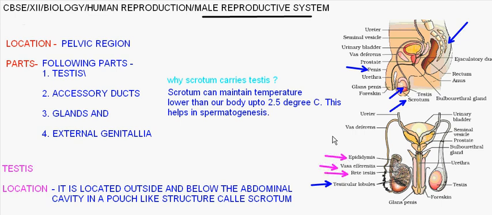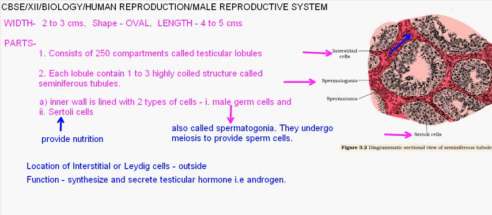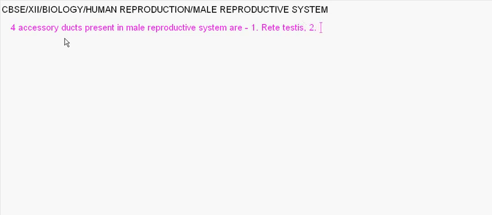So four accessory ducts present in the male reproductive system are: number one, retrotestis; number two, vasa efferentia; number three, epididymis; and number four, vas deferens. Now coming to the location of each one and how each of these are connected.